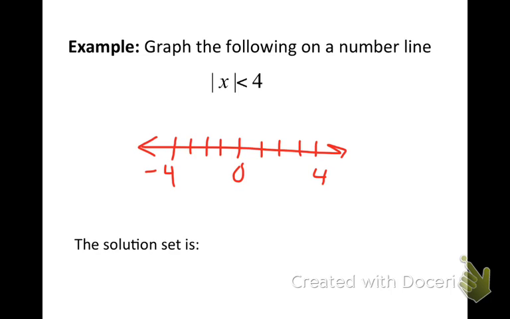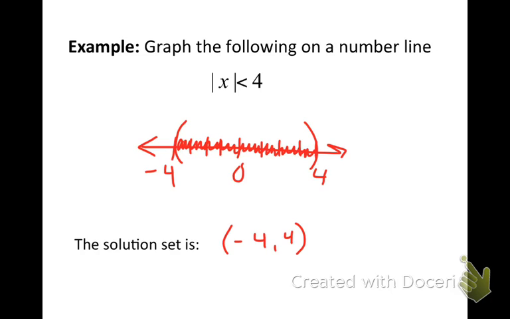Would they be outside of 4 and negative 4 or in between? It's going to be in between. So is that going to be an intersection or a union? Yeah, that's going to be an intersection. So that's my solution area. How do I write that in interval notation? Negative 4, 4. Yes, negative 4, 4 with parentheses on both.